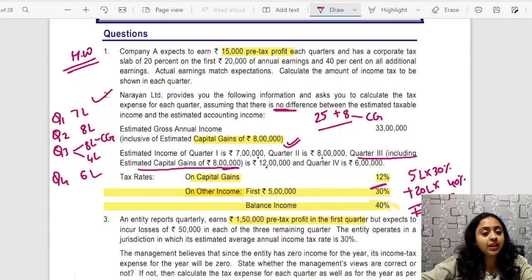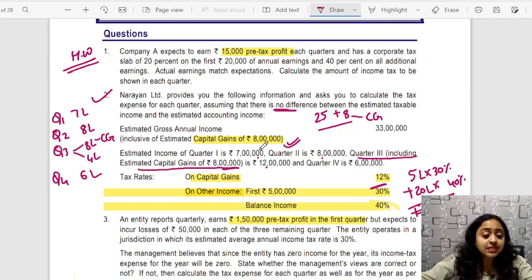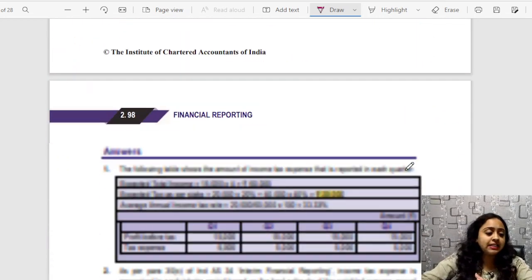And then you have to take out a reasonable rate. You will not include the 8 lakh for this purpose because it has a separately identified income and tax rate. Okay, you will not take it out for the balancing purpose because this 8 lakh capital gain arises specifically in quarter number 3. It is not occurring throughout the year. Okay, so this 8 lakh into 12% will be charged separately. Let's see the answer part.